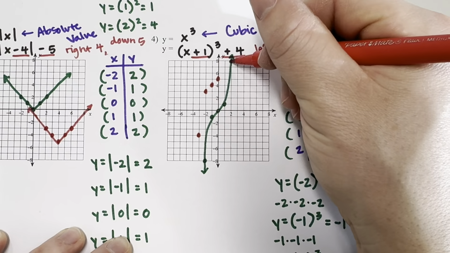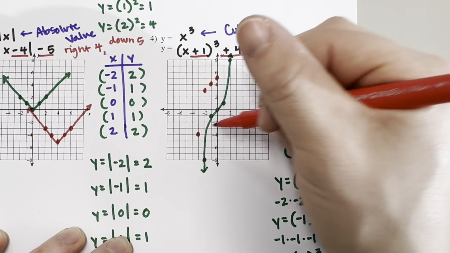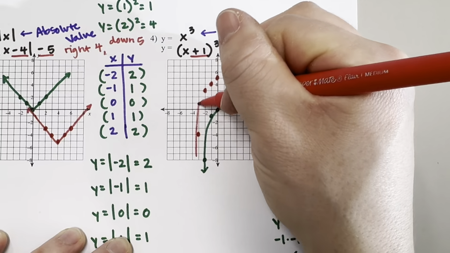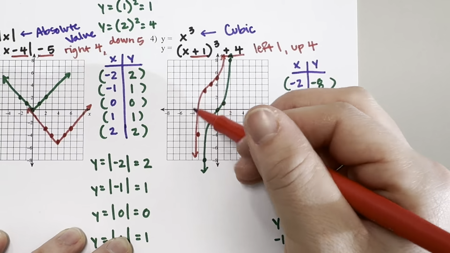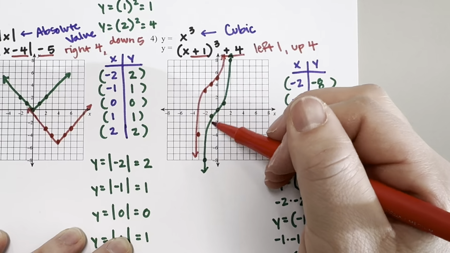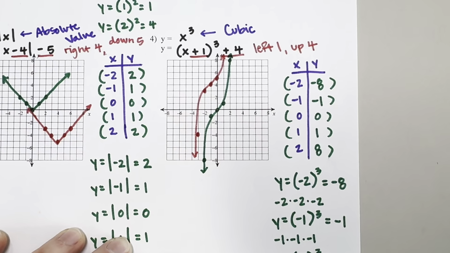Now this point up here, this one would go off the graph, so I'm just going to go ahead and keep those guys. So again, same shape. It's still going to create that tall, skinny S. It's just been moved left 1, up 4.